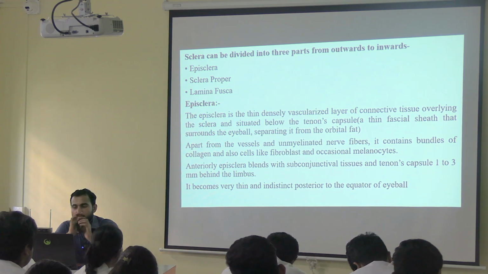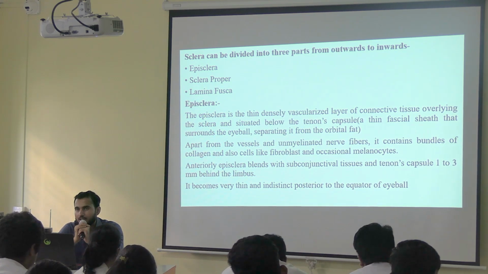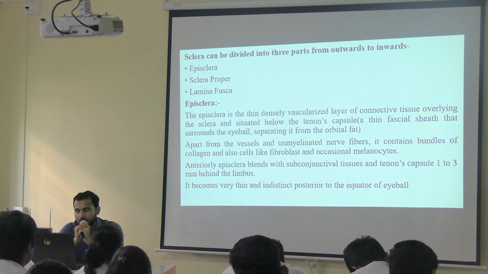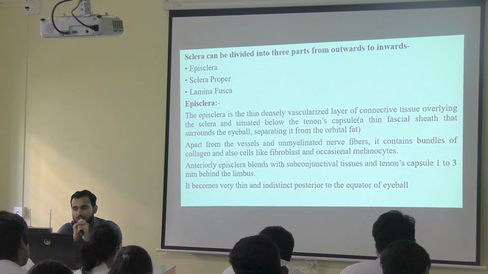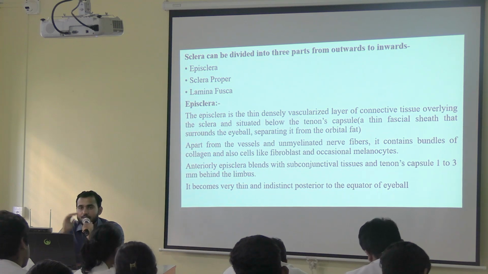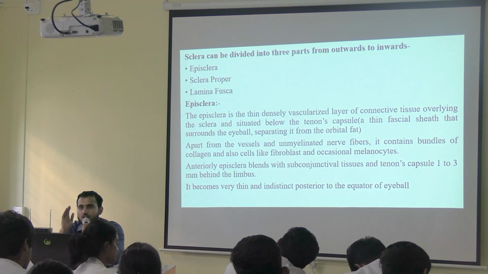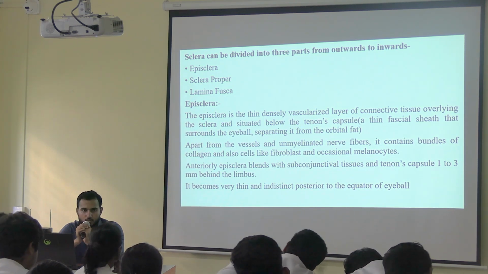First of all, episclera is a vascularized layer. Along with that, connective tissue is also present. It is a densely vascularized layer of connective tissue. And if you see the episclera, it is situated just below the Tenon's capsule.